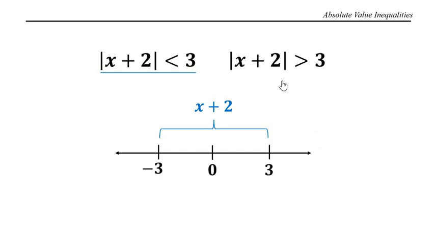And now the right side here, the absolute value of x plus 2 greater than 3 would fall inherently on the outside. So we have x plus 2 is on the outside of negative 3 and positive 3.